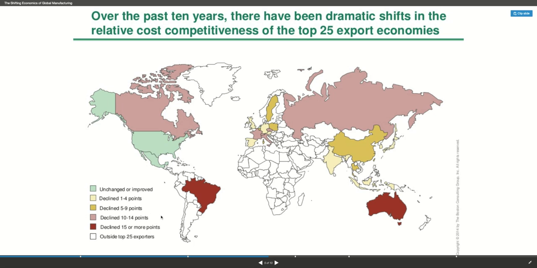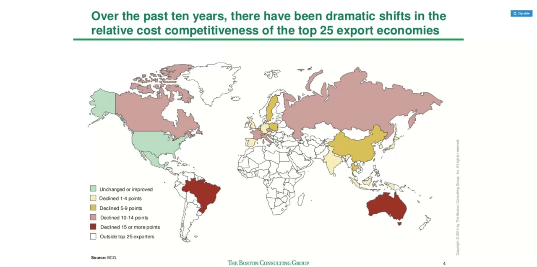And right here, you can see that most of them are declining. So that's what they're showing, a declining trend. The relative cost competitiveness of the top 25 export economies seems to be going down. So you could have said that instead of saying it's a dramatic shift, although in Mexico and the US, we haven't gone down. But I guess this is kind of neutral.